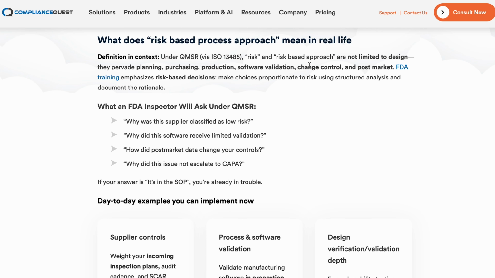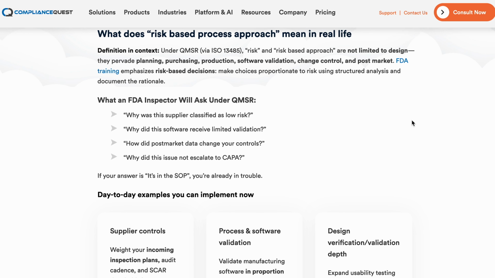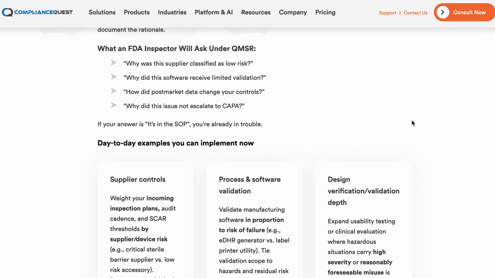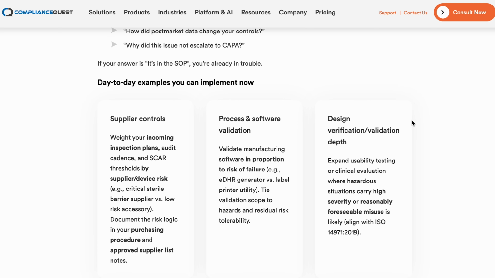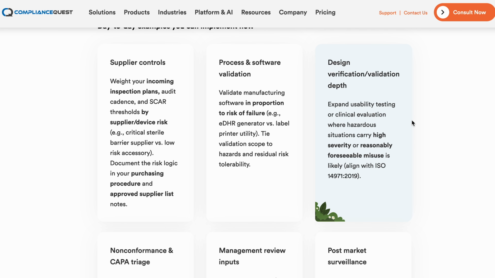So if you have risk files sitting only in your design controls and nowhere else, that's a gap an auditor is going to find. For most businesses, this means risk-based thinking needs to be embedded into every major procedure. This can be fixed with a few changes, though for many, it'll change their entire quality structure.